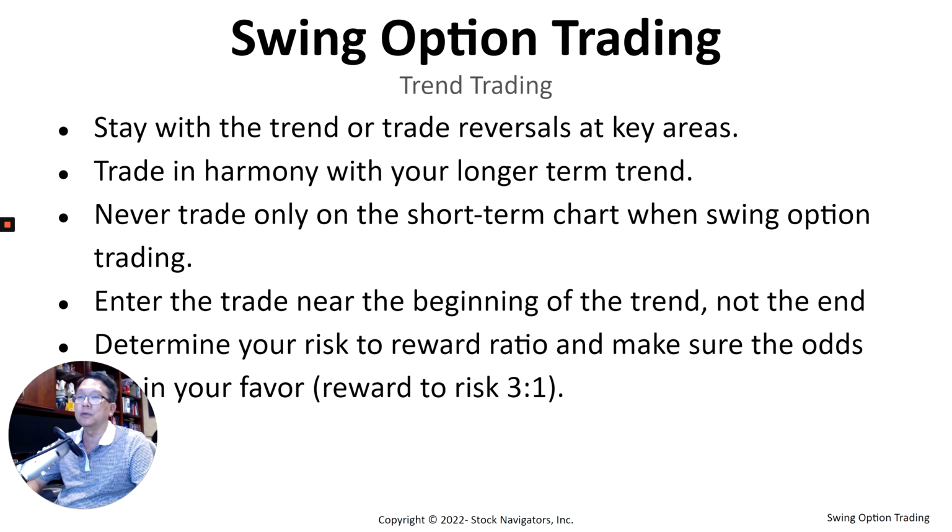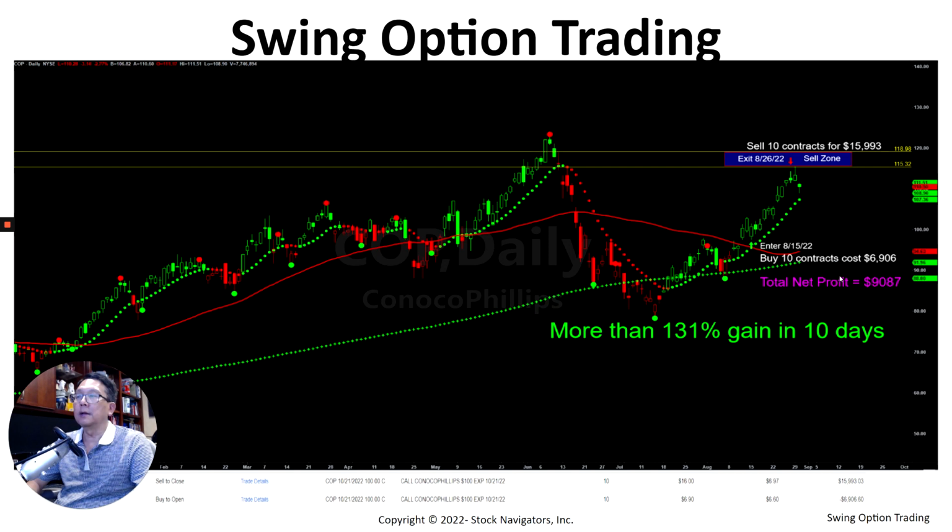So you have to use a daily chart at least, so that you can see the longer term where price is heading. You enter the trade near the beginning of the trend, not at the end of the trend, and then you can determine your risk to reward ratio and make sure the odds are in your favor, at least 3-to-1. Okay, and this is a recent example that I want to show you. I demonstrated it on the chart, you can see here.